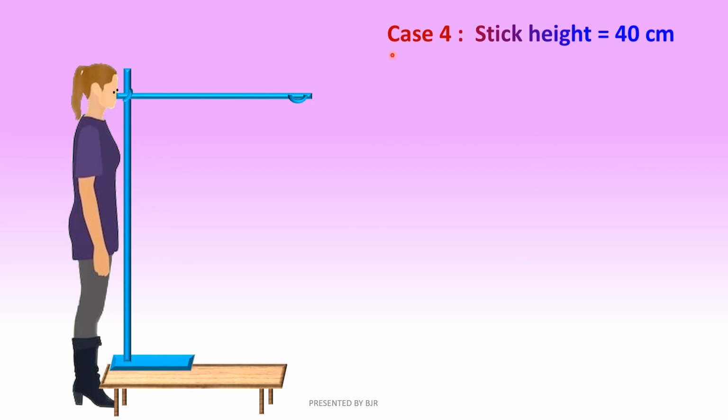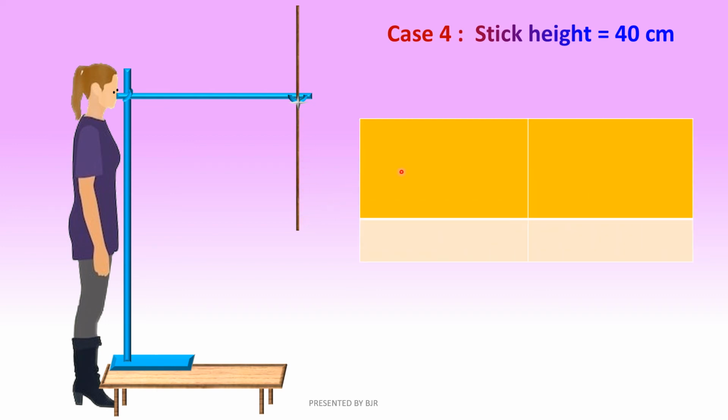Case 4. In this case, I am taking the stick of height 40 centimeters. Here is a stick. I am fixing it to the clamp here. Now we have to ask her whether she can see the whole stick, that is the two ends of the stick simultaneously or not. Can you see both ends of the stick? Yes. She can see the whole stick simultaneously. Whether she sees both ends of the stick, her response is yes.